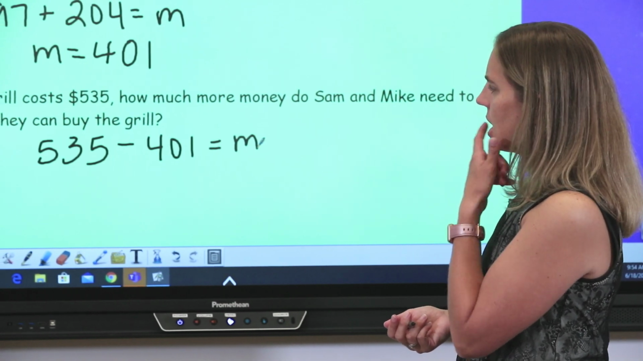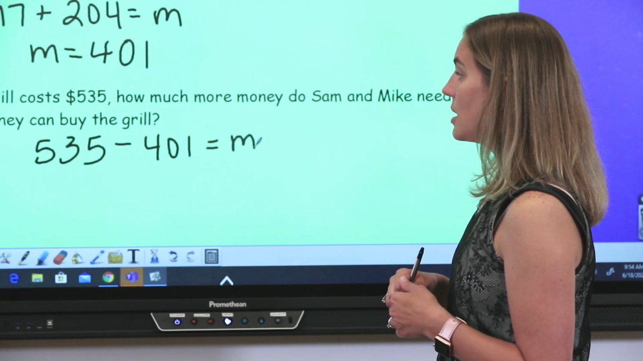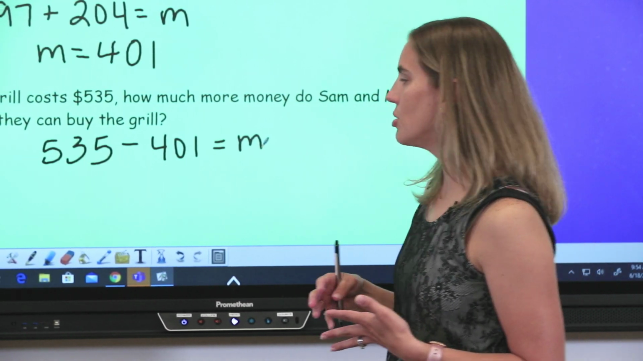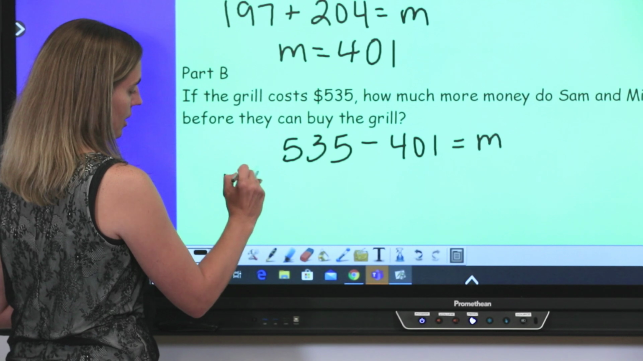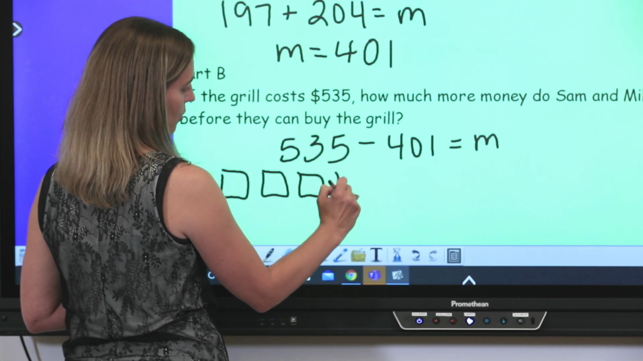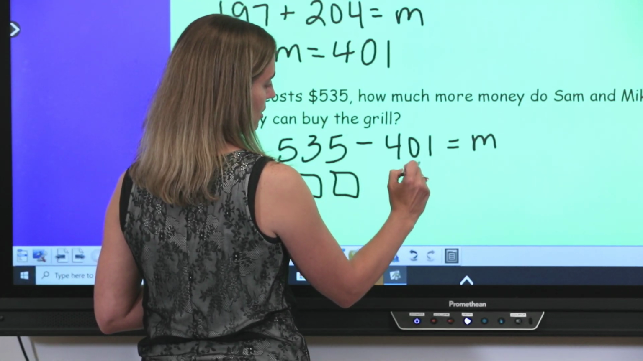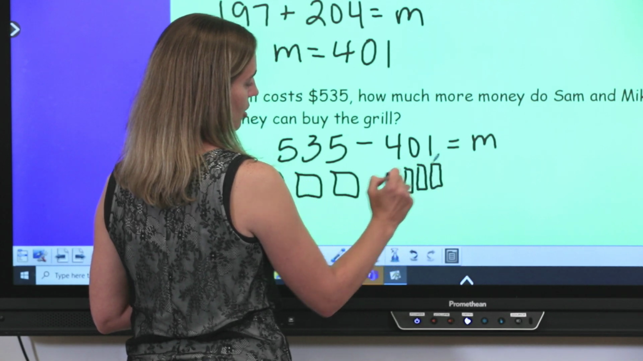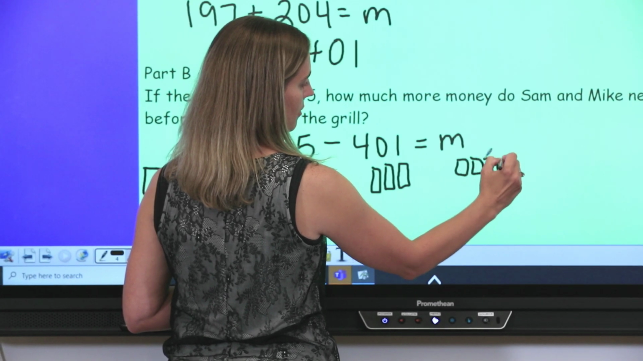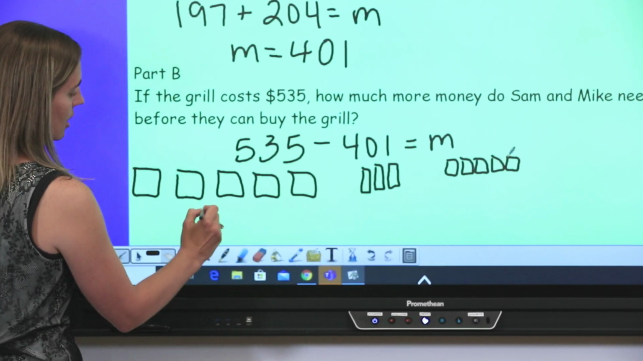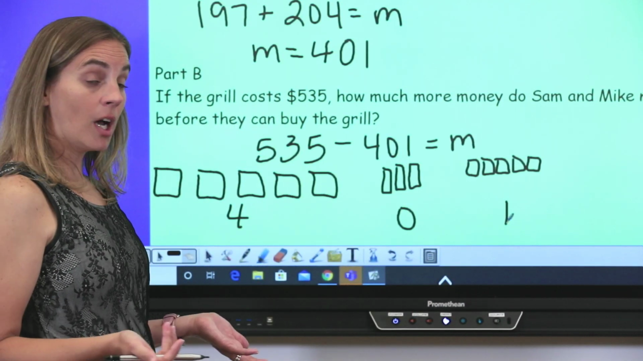Okay. So if I wanted to solve this problem, I think probably the easiest way for me is going to be to draw base 10 blocks. So let's do that. I'm going to start with my 535. So I'm going to start with 500. 1, 2, 3, 4, 5. And I'm going to do 30 now. 10, 20, 30. And then I'm going to draw my 5. 1, 2, 3, 4, 5. And I'm taking away 401.